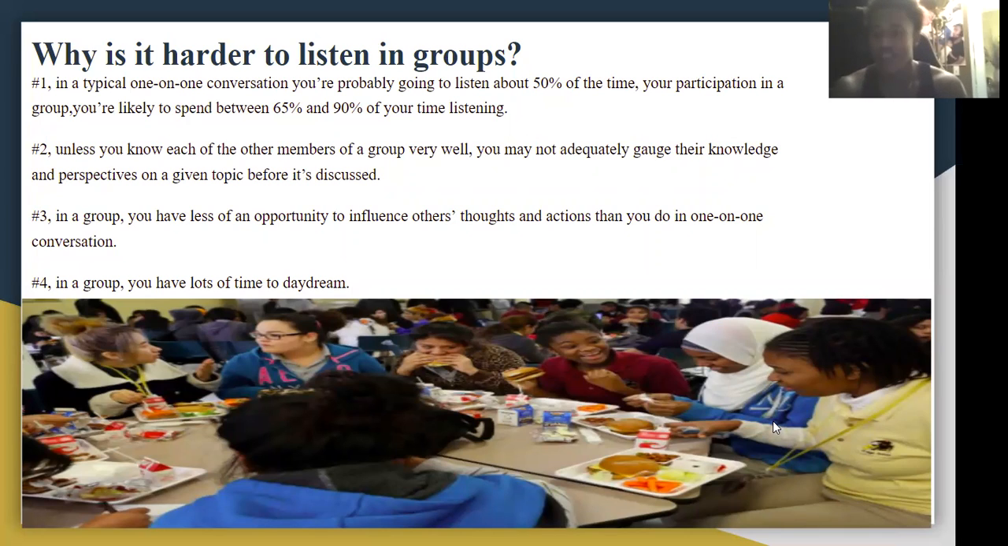And since we just met, we couldn't gauge anyone's knowledge. Three, in a group, you have less of an opportunity to influence other thoughts and actions than you do in a one-on-one conversation. So like if me and Jack had a conversation privately, I could possibly convince him to do sports. But if we add the 3 girls, then my influence would be a lot more difficult. And four, in a group, you have lots of time to daydream. Next slide.